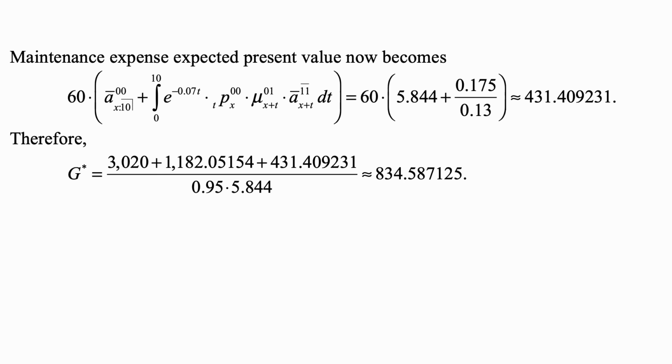So we just plug everything in, we get 431.409231, and G star is equal to 3020 plus 1182.05154 plus 431.409231 divided by 0.95 times 5844. That's approximately 834.587125.